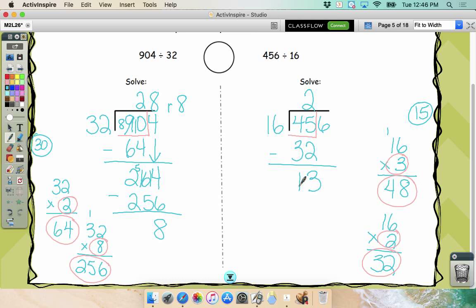Okay, so do we have regrouping here? No, that's nice. Okay, now here's a mistake I saw. Oh, 16 won't divide into 13, so I better write a 0 at the top. What's wrong with that, Javen? Put down the 6. You have to bring down the 6.